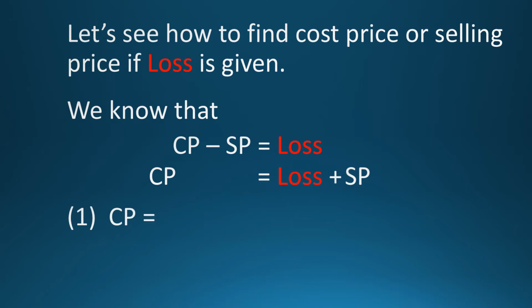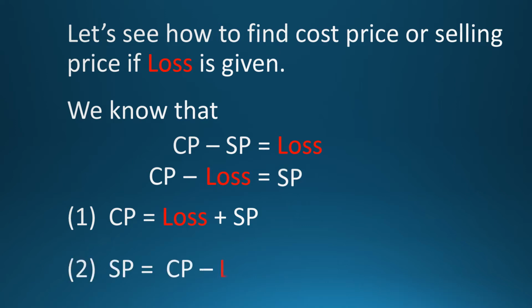So the first formula is CP is equal to loss plus SP. To find the value of SP, take loss to another side of the equal to sign. It becomes minus loss. So the second formula is CP minus loss is equal to SP, or SP is equal to CP minus loss. If you remember some formulas in profit and loss, you can easily solve the chapter.